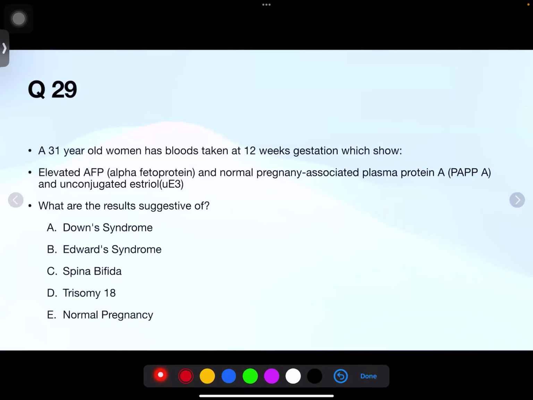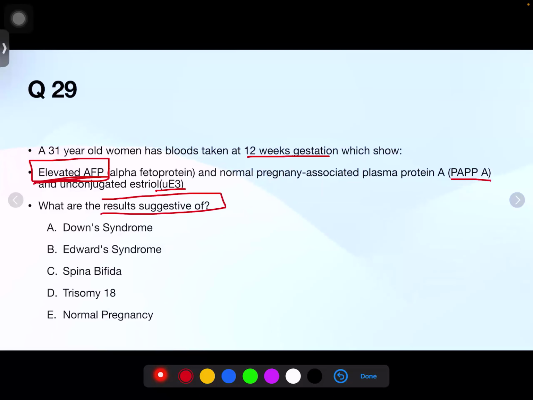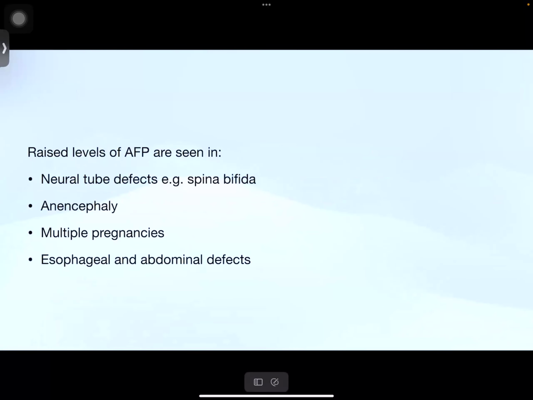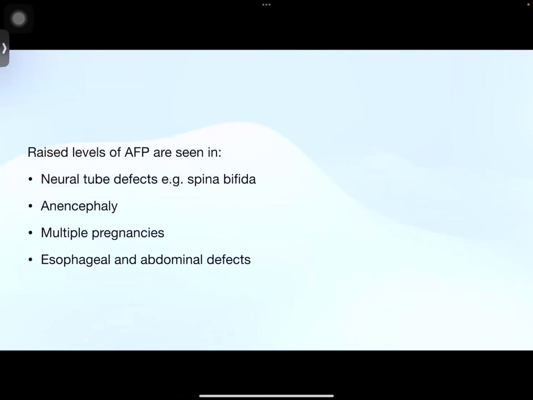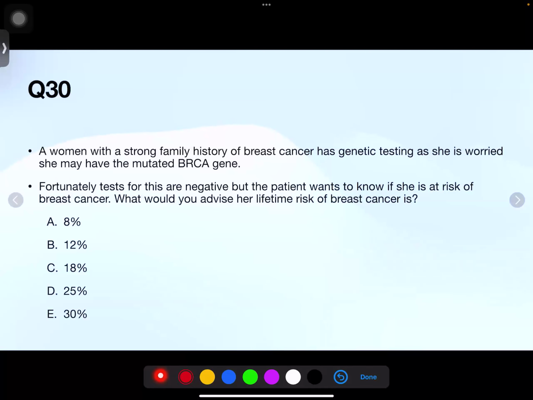A 31-year-old woman has bloods taken at 12 weeks gestation, which show elevated AFP. PAPP-A is normal, estriol is normal. What are the results suggestive of? Whenever AFP is elevated, go to the conditions with elevated AFP. These syndromes would not be present. Actually, spina bifida, the neural tube defects, would be present. These are the conditions which have raised levels of AFP: neural tube defects, anencephaly, multiple pregnancies, and abdominal wall defects.